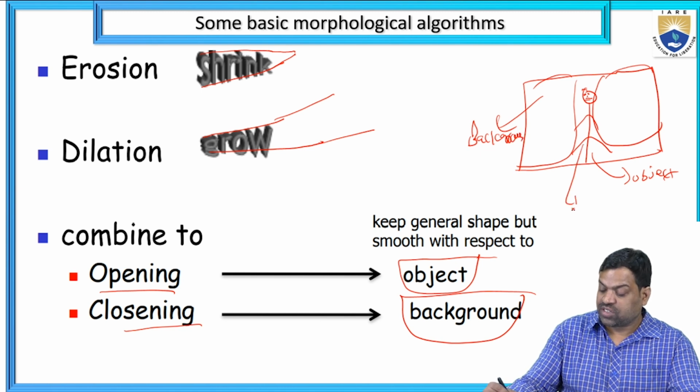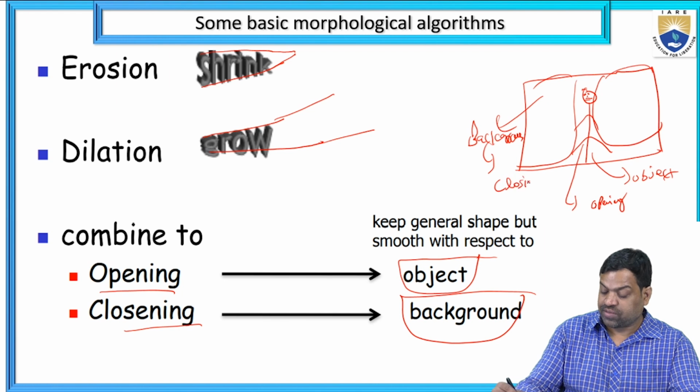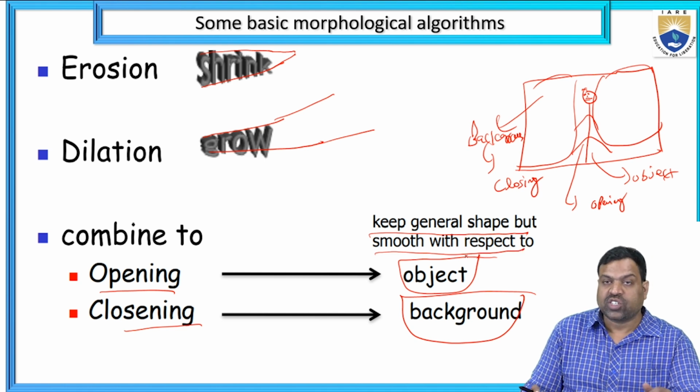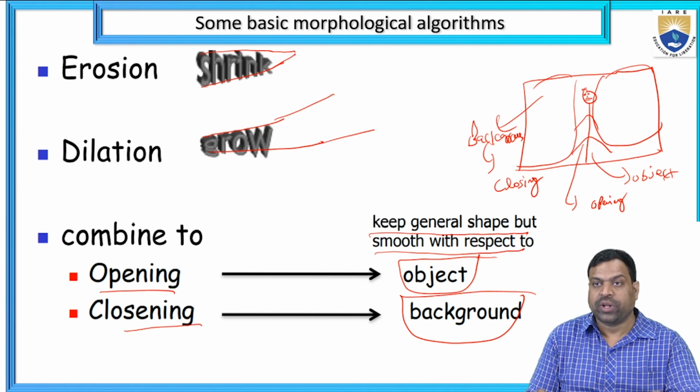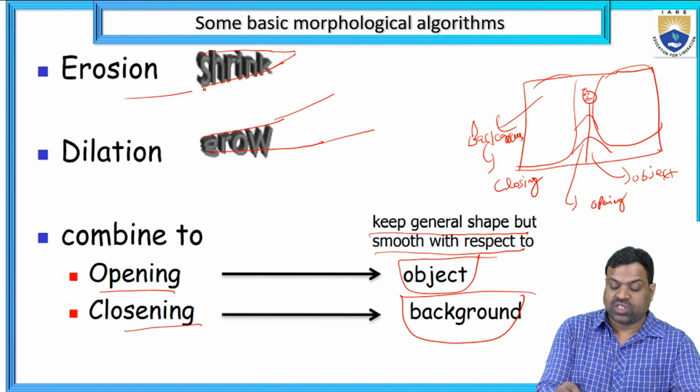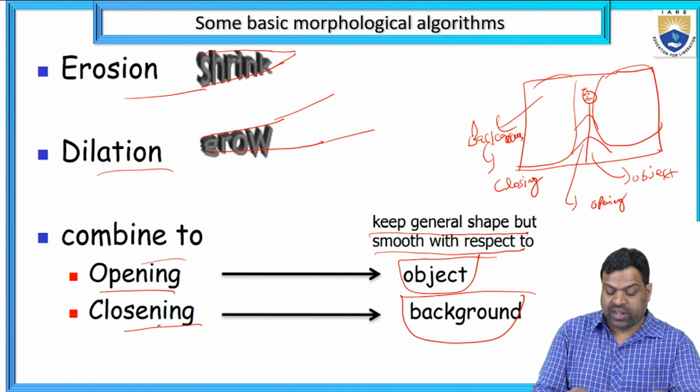This object I am calling as an opening. This background I am calling as a closing. So we are keeping the general shapes, but smooth, with respect to smoothing and sharpening, also applicable for this opening and closing. So what are the major things of binary morphological algorithms? Erosion, dilation, opening and closing.